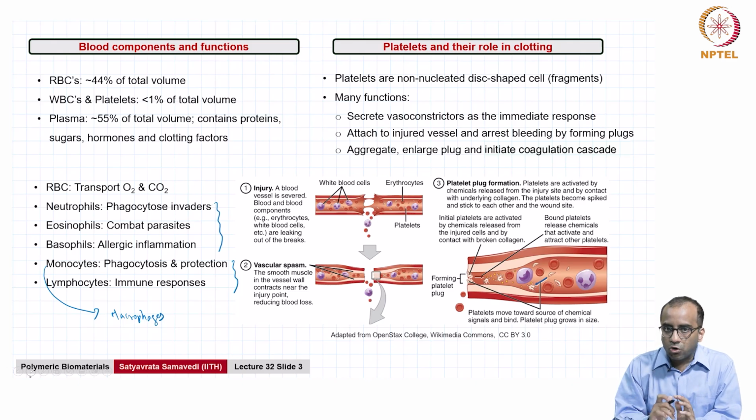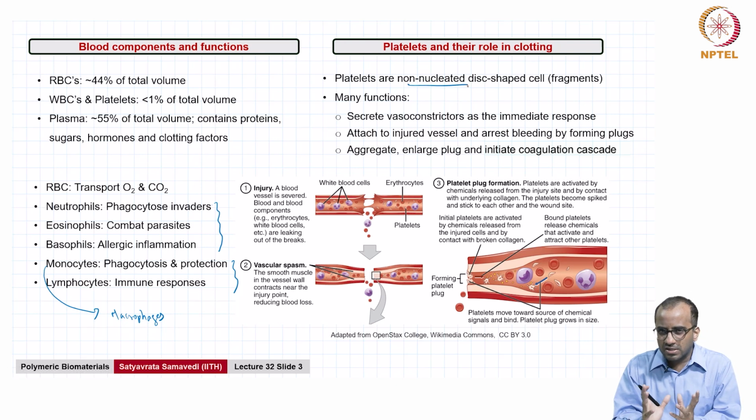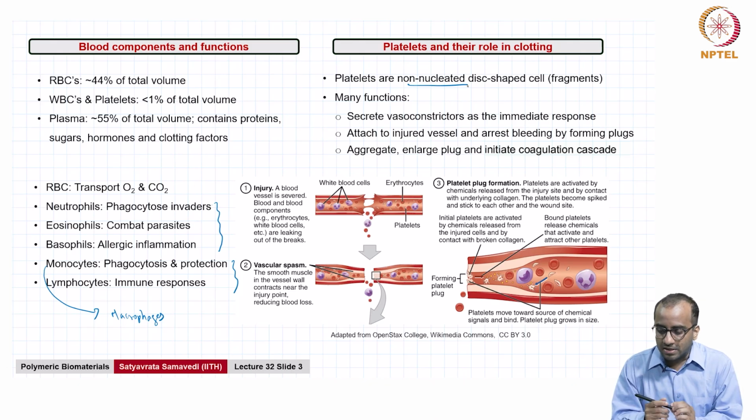So, this is just a quick overview of what platelets are and how they function as far as clotting is concerned. Platelets are essentially non-nucleated, disc-shaped cells or essentially cell fragments, and because they do not have a nucleus, they cannot reproduce, so they have to be continuously produced by the body, and they have a host of different functions. But because our goal here is primarily looking at blood material interactions, we will focus on their role in promoting plugs during injury and then initiating the coagulation cascade.